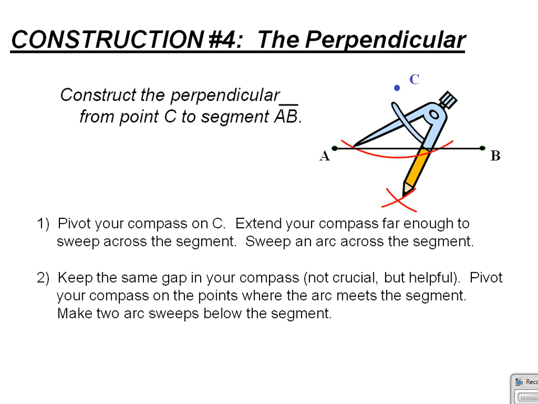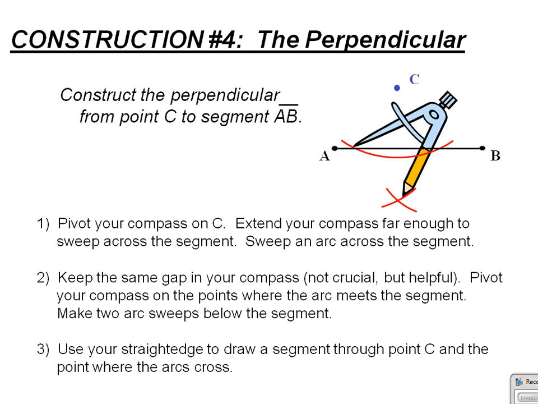And our goal here is to actually find a point that is equidistant from those 2 points that we made from the arc. Where those 2 arcs intersect is our second point from which we can draw a perpendicular through from point C. So our final step involves taking our straight edge, lining it up with C and the point where those 2 arcs below intersect, and drawing our perpendicular.